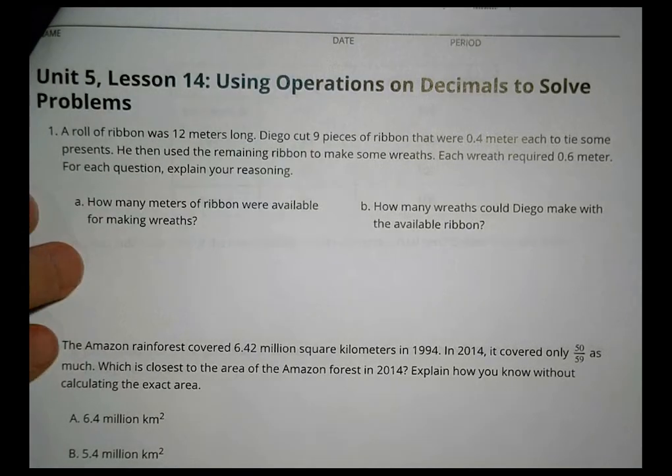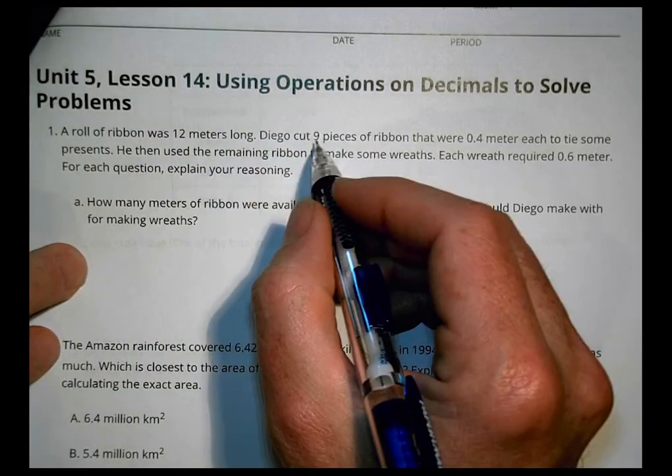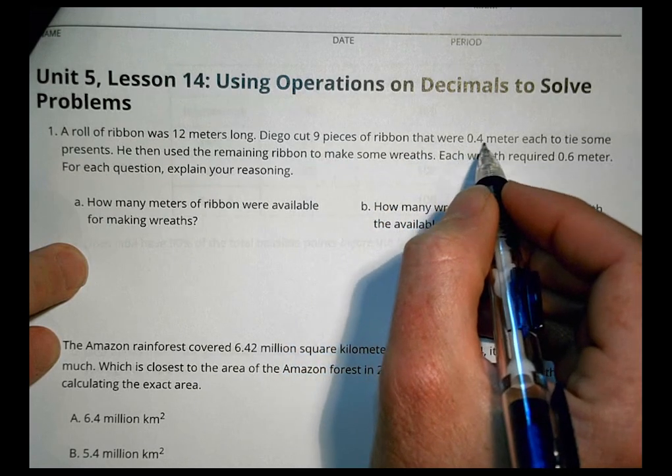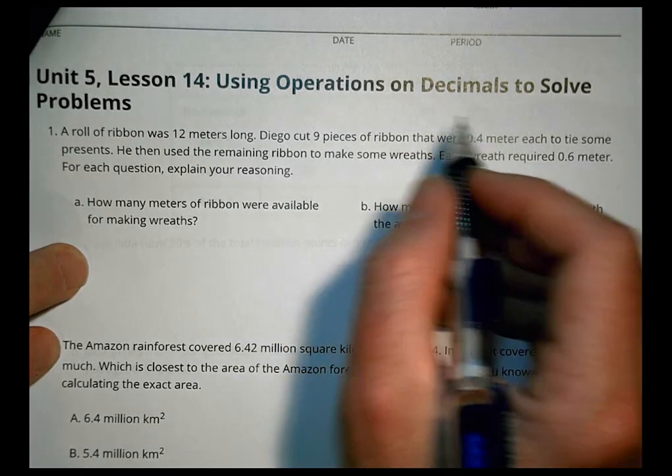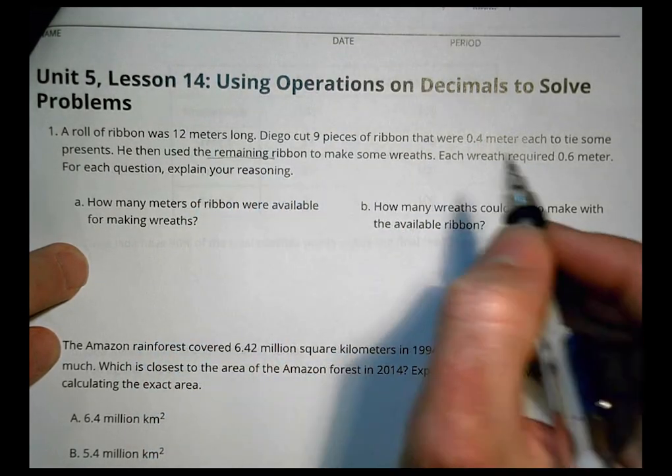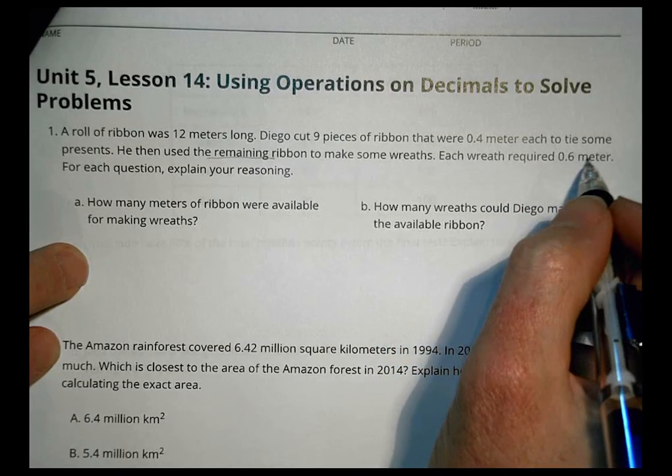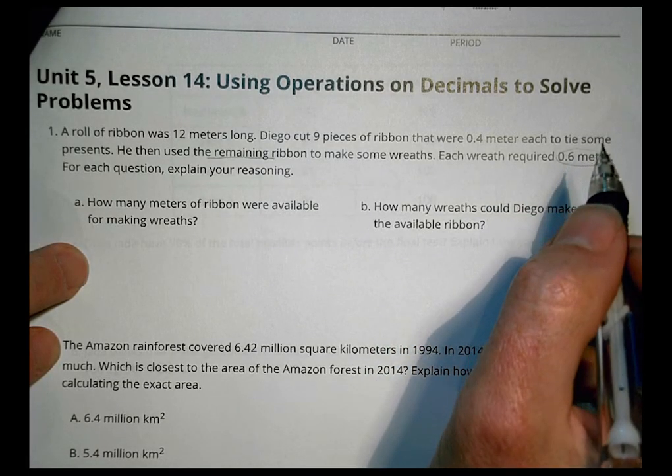Alright, a roll of ribbon was 12 meters long. Diego cut 9 pieces of ribbon that were 0.4 meters each to tie some presents. He then used the remaining ribbon to make some wreaths. Each wreath required 0.6 meters. For each question, explain reasoning.